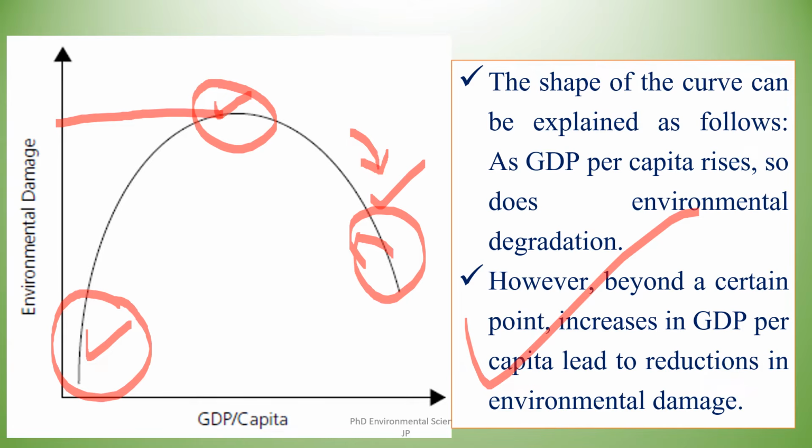Then investment in renewable energy, energy efficient, waste management, pollution control technologies become more feasible. As a result, environmental degradation begins to decline despite continued economic growth. Indicators include reduced air and water pollution, better waste management, and conservation efforts.